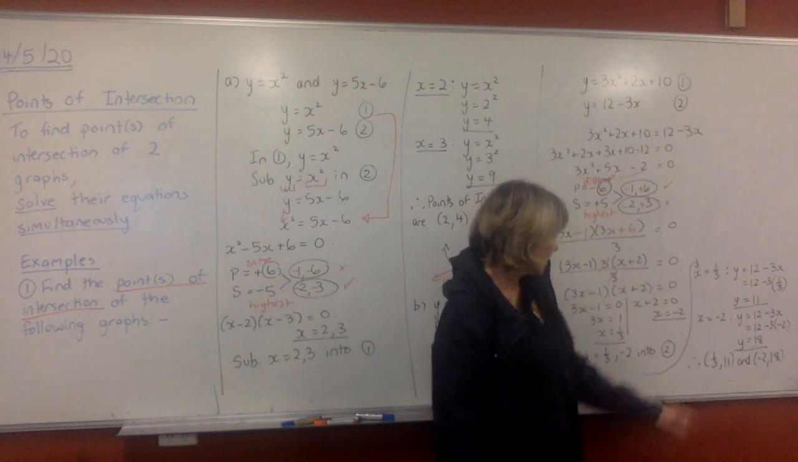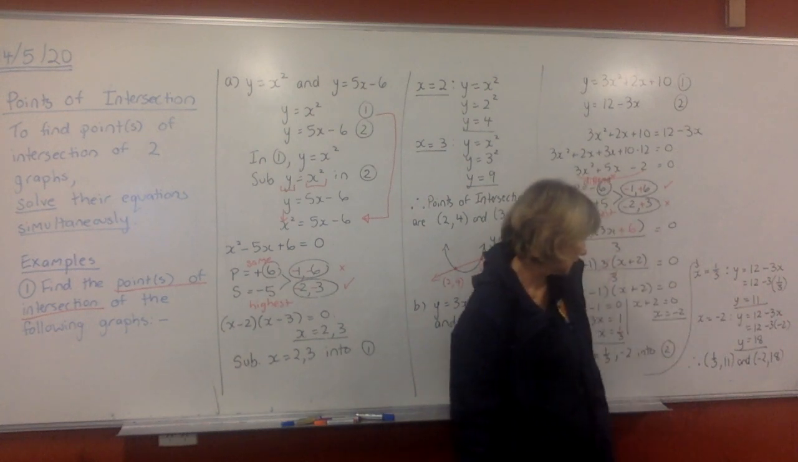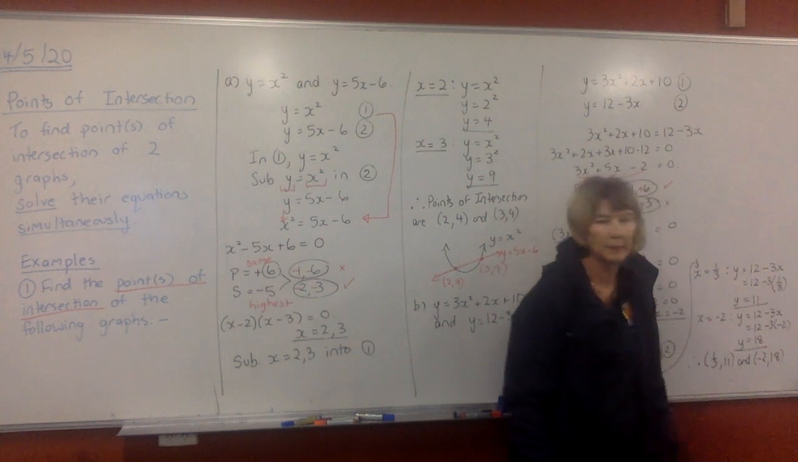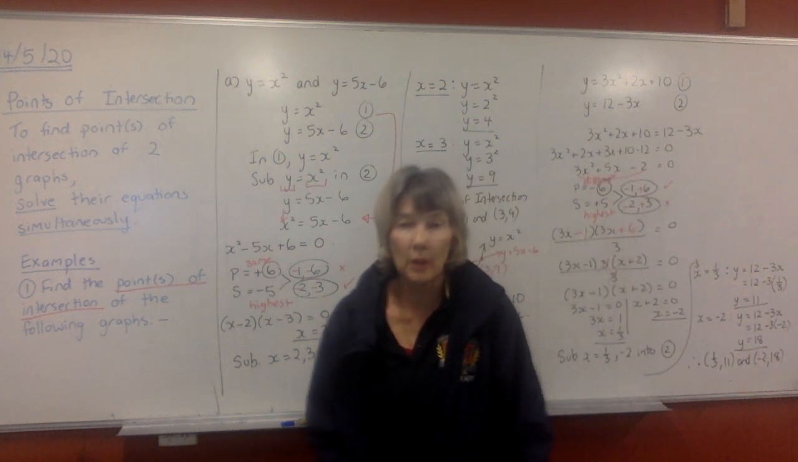So our points of intersection are (1/3, 11), and the other one is (minus 2, 18). So we're going to come back in the next video and do a few more examples.